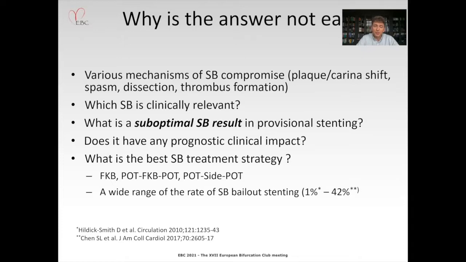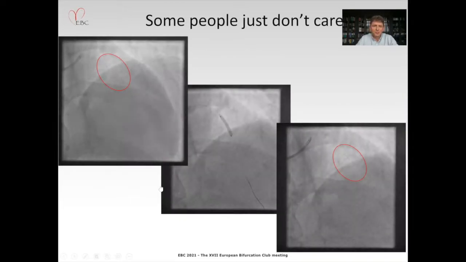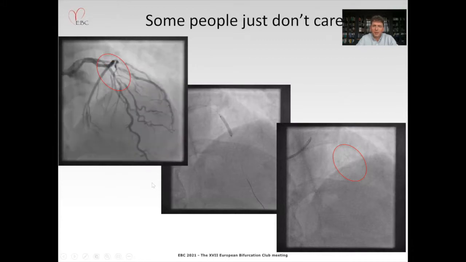Is it the combination of balloon techniques like FKB and POT, or perhaps side branch bailout stenting, which varies from 1 to 42% across different clinical studies? The consensus of EBC gives a definition of a significant side branch as the one that the operator does not want to lose. And I have a problem with this definition because sometimes the operators just don't care.